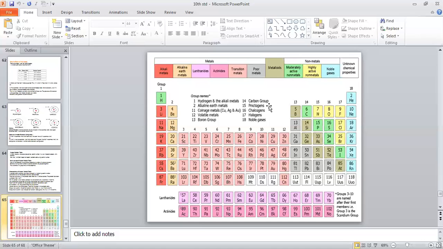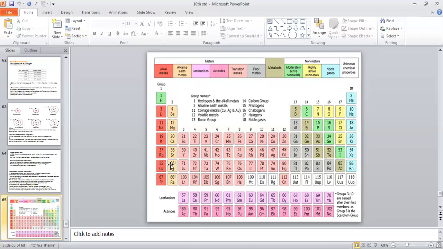This is row 1, which consists of hydrogen and helium. This is called period 1. Then period 2 and period 3 consist of 8 elements each, starting from lithium to neon and sodium to argon. So this is period 2 and period 3, each consisting of 8 elements. Then periods 4 and 5 consist of 18 elements each, starting from potassium to krypton and rubidium to xenon.